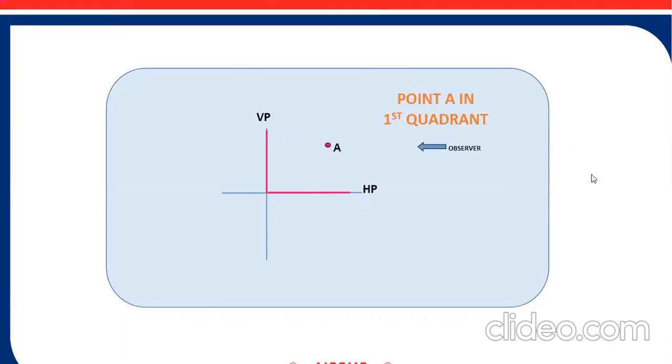Suppose point A, and we are the observer here. We get the front view of point A on the VP, the vertical plane, so it's A dash. We use a dash for any notation: A dash, or suppose point P, we use P dash, or suppose point M, we use M dash.